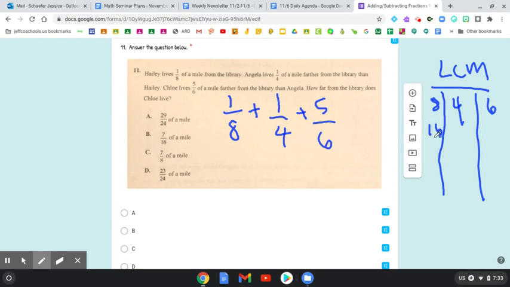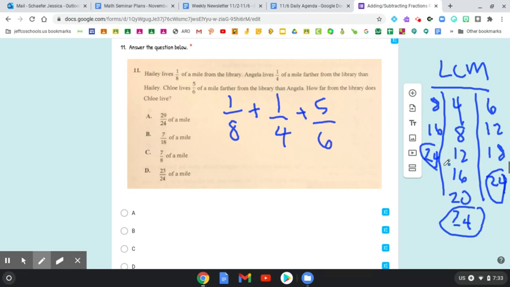8s go 8, 16, 24. 4s go 4, 8, 12, 16, 20, 24. And 6s go 6, 12, 18, 24. 24 is the first thing that I'm seeing that's showing up in all of my lists. So I'm going to make denominators with 24. And I'm going to need 3 of them because I have my 3 fractions. And I'm adding.